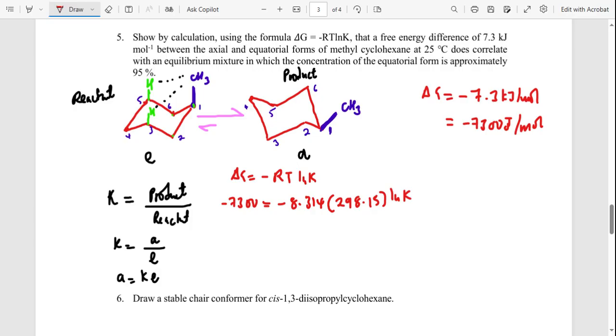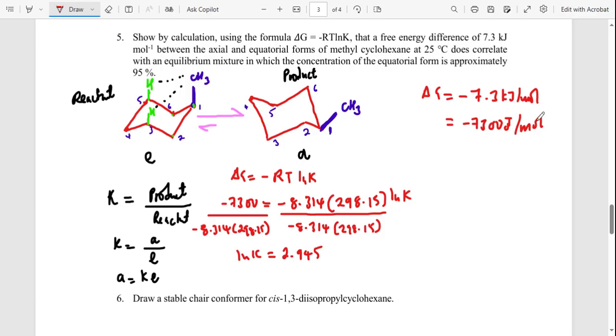At this particular time, what you do is simply divide through so that you remain with natural log of K. So divide this side by negative 8.314 times 298.15, and also this side by negative 8.314 times 298.15. So that will leave us with natural log of K being equal to 2.945.